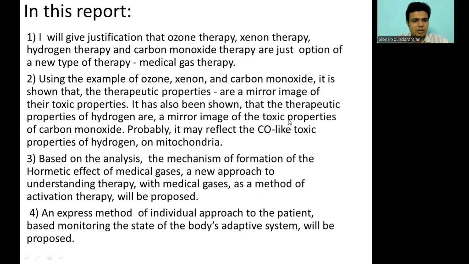Based on the analysis of the mechanism of formation of the hormetic effect of medical gases, a new approach to understanding the therapy with medical gases as a method of activation therapy will be proposed. An express method that is based on the individual approach to the patient for monitoring the state of the body's adaptive system will be proposed.